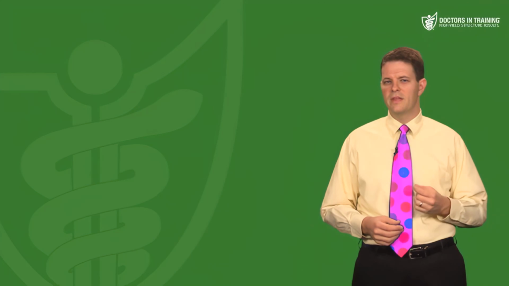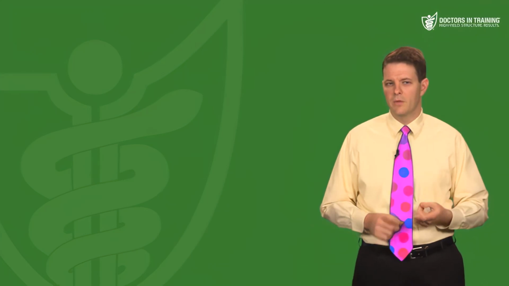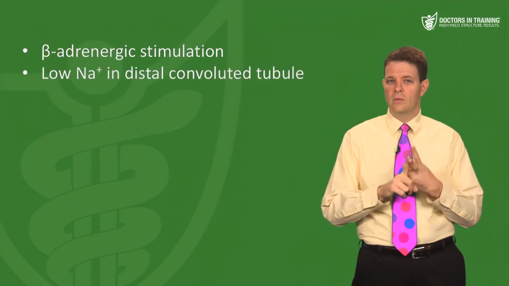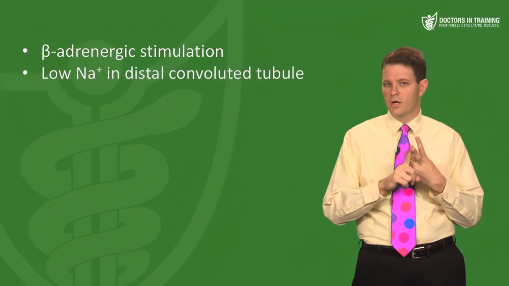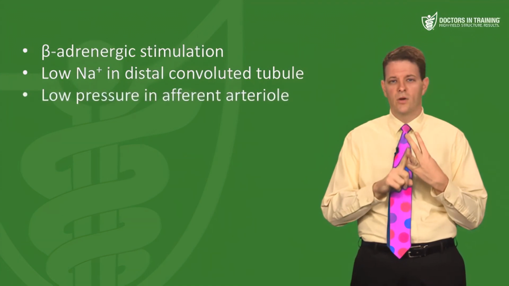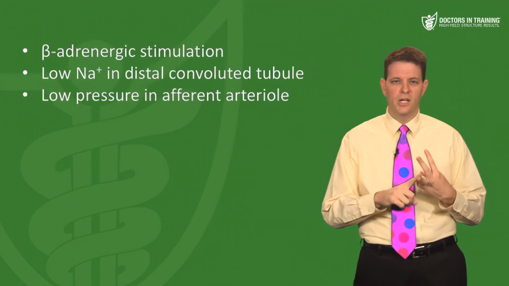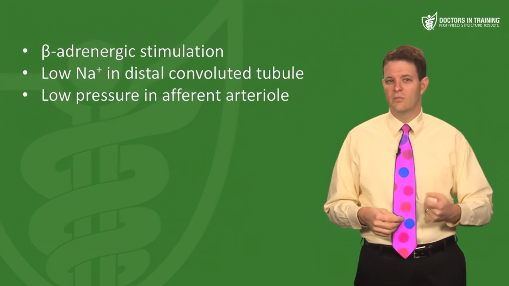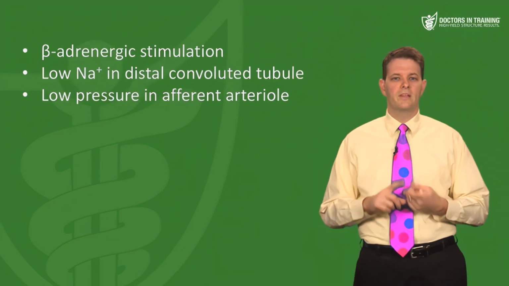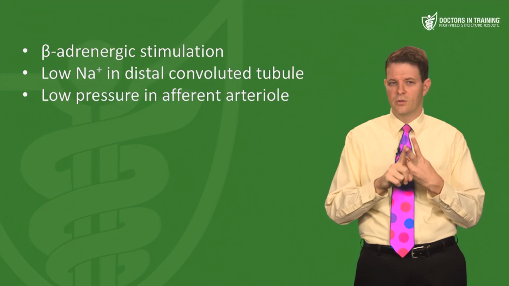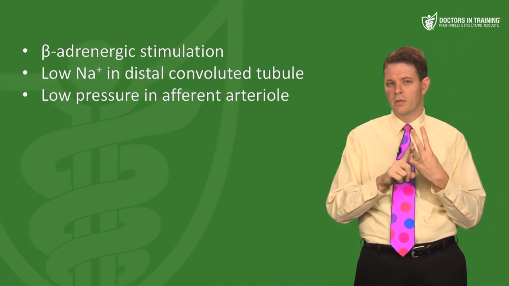There are 3 main things that tell the JG cells to release renin. One is beta-adrenergic stimulation. The second one is low sodium in the distal convoluted tubule, which is monitored by the macula densa. And the third one is low pressure in the afferent arteriole of the glomerulus. So the JG cells are actually monitoring the blood pressure, and if the blood pressure drops, that's a signal to release more renin. So renin is going to be released in the presence of high sympathetic tone, or low sodium delivery to the distal tubule, or low renal arterial blood pressure.